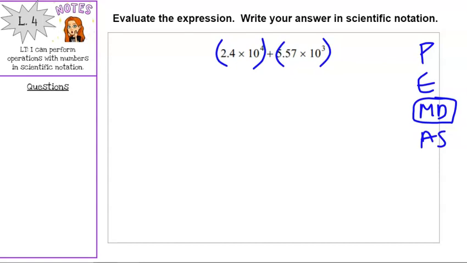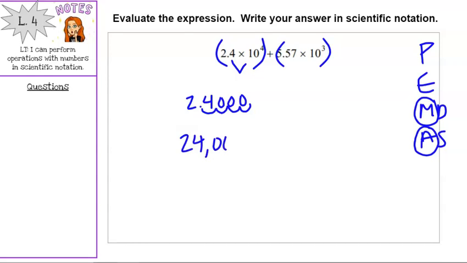However, since this example includes multiplication and addition, those are on separate levels of PEMDAS, which means we have to follow order of operations. We have to do the multiplication first, and then we'll do the addition. So I'm going to do this multiplication, and in doing the multiplication, I'm going to just write the number in standard form. I have 2.4 times 10 to the 4th, which means I'm going to move this over 4 times. So this number is 24,000.